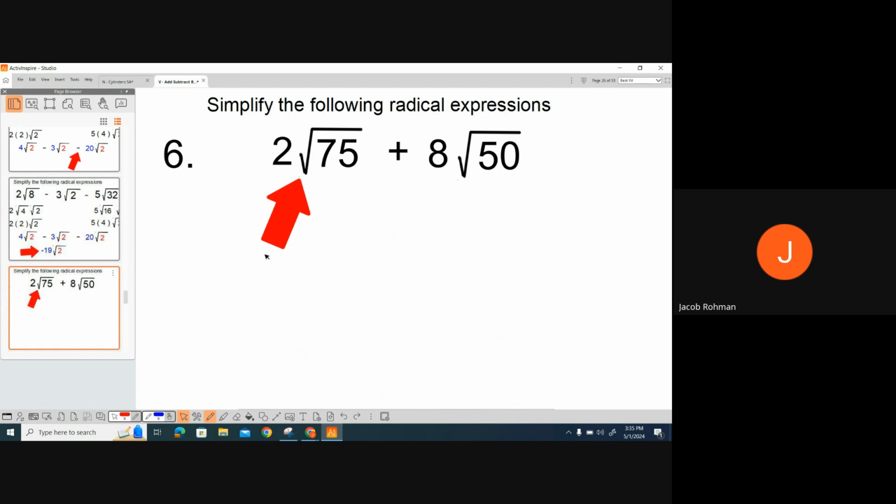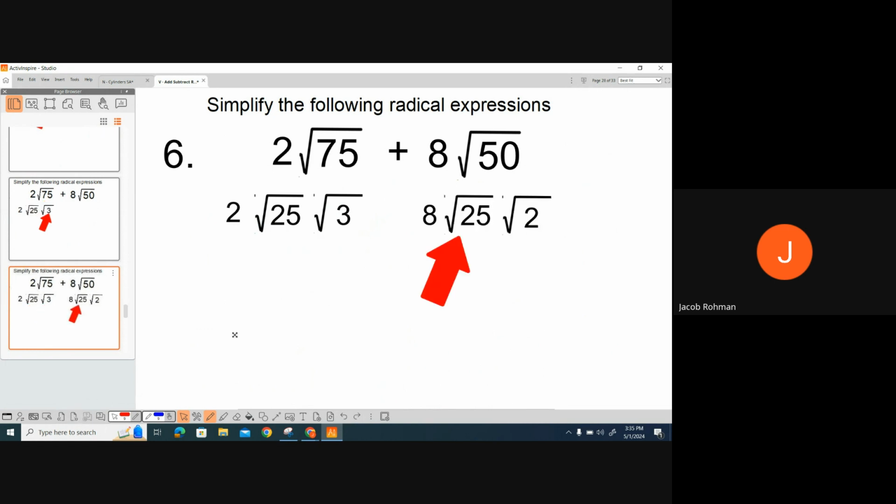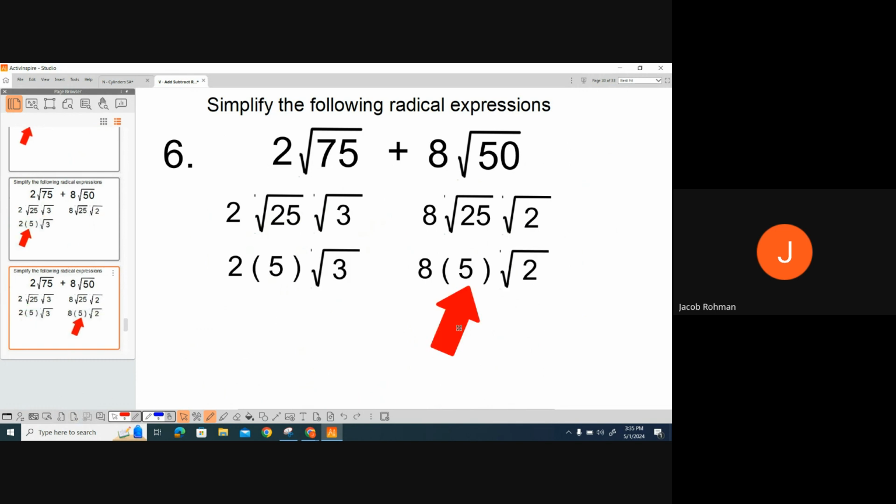And then lastly, number 6. Again, we're going to start with simplifying each individual radical. Here, we start with the 75. That has a perfect square of 25 times 3. The next one also has 25, but it's 25 times 2. The square roots of 25 are going to turn into 5 and 5. Notice how the 8 is just dropping down and the 2 is just dropping down. The square root 3 is dropping down and the square root 2 is dropping down.